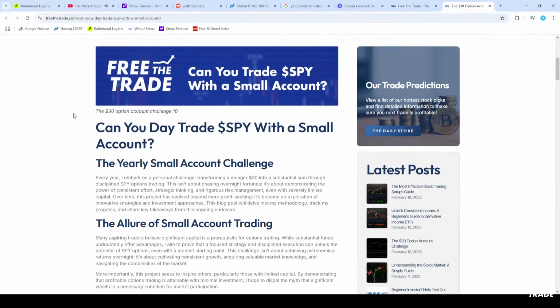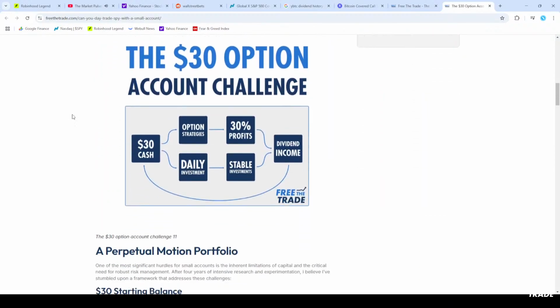Can you trade SPY with a small account? We can. We've established it. But I'm taking the $30 of cash, I'm making money on options, I take 30% of the profits, and I put it into dividend stocks, stable investments. The dividend income pays out right into my cash balance. I don't DRIP it. I put it back in the cash balance. And because of that, I'll always have my $30 in cash that I started with.